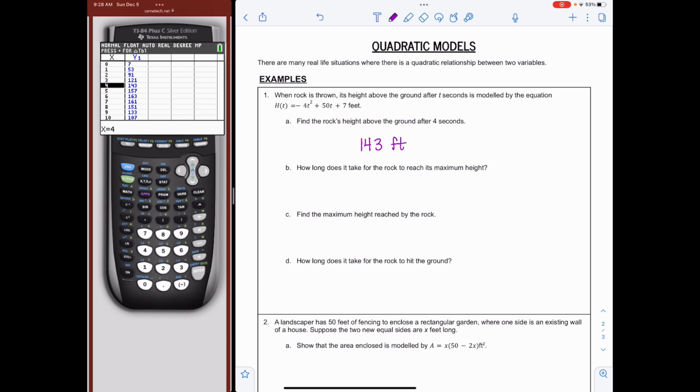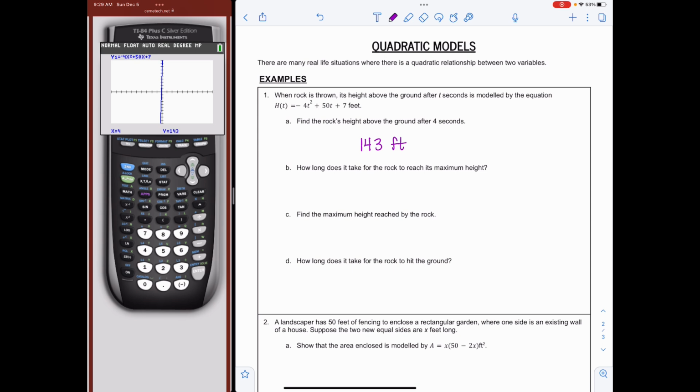If you wanted to, you could have plugged in 4 for t and then simplified if you wanted to do it by hand and not use the y equals part of the calculator. Or you could press graph once you put the function into y equals. And once you let it graph, you can then press second trace, and then you can go to number 1, which is value. Now, when you say value with the TI-84, it means x value. So it's asking for the x value, and that x value is going to be 4. And then you should see the y value there, which is 143.